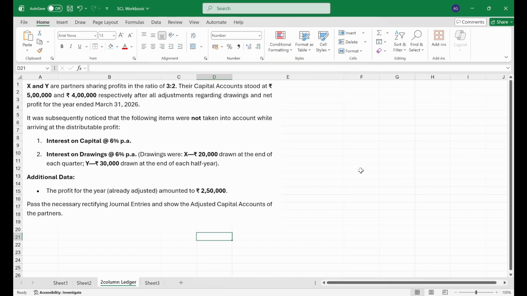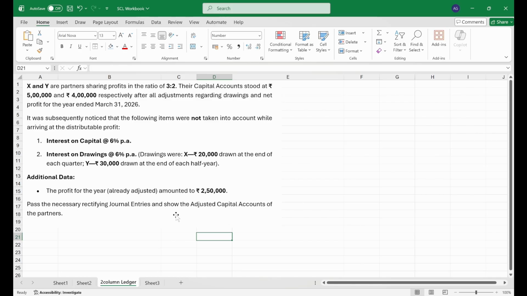Interest on capital at 6% per annum, interest on drawings at 6% per annum. Drawings were X 20,000 rupees drawn at the end of each quarter, Y 30,000 rupees drawn at the end of each half year. Additional data: the profit for the year already adjusted amounted to rupees 2,50,000. Pass the necessary rectifying journal entries and show the adjusted capital accounts of partners.